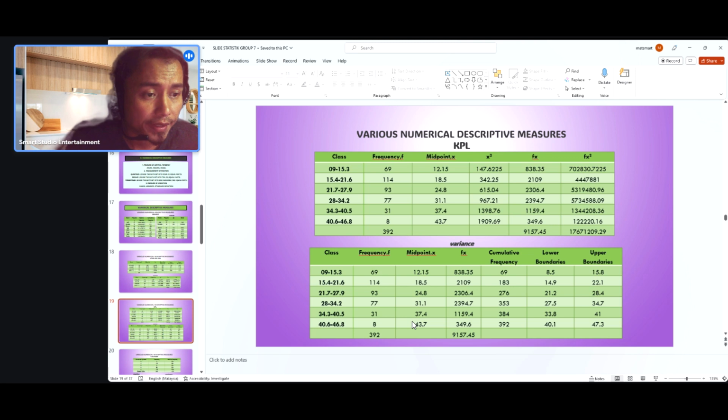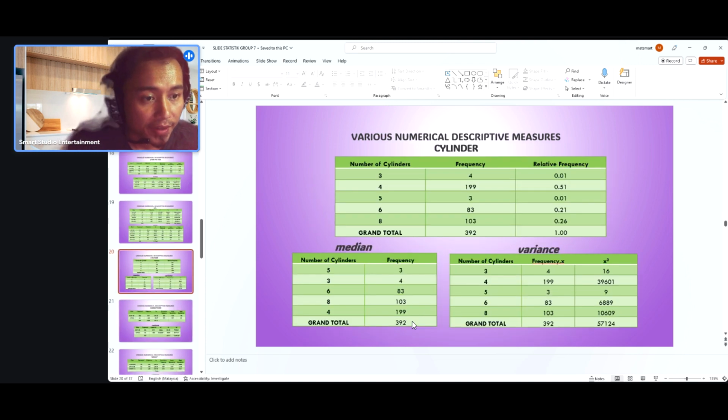Okay, various numerical descriptive measures. You can see the KPL data, and under the table is the variance for KPL. Next, the various numerical descriptive measures for cylinders: the number of cylinders, grand total, frequency, and relative frequency. Here you can see the two tables under the cylinder data, with the median and variance. Look at the median.